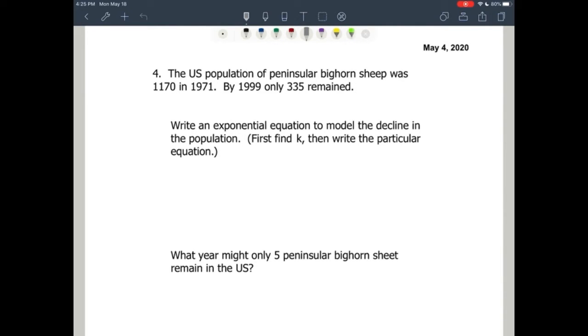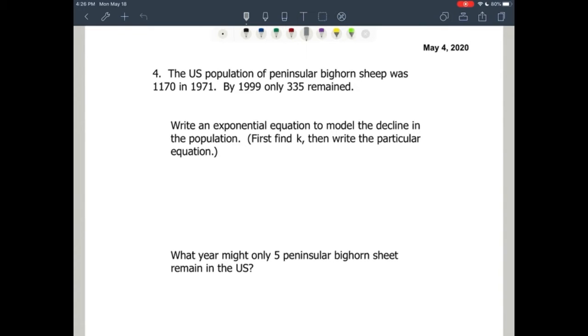This is the last problem that we're going to be working on for decay and growth. In this particular problem, we have sheep that have decayed over the years, so their population is shrinking. The U.S. population of the bighorn sheep was about 1,170 in 1971, and by 1999, only 335 remained. You can actually Google this, and there's information on the internet that backs this up. This is real life data, which makes it a little bit more interesting. I like this problem because of that.